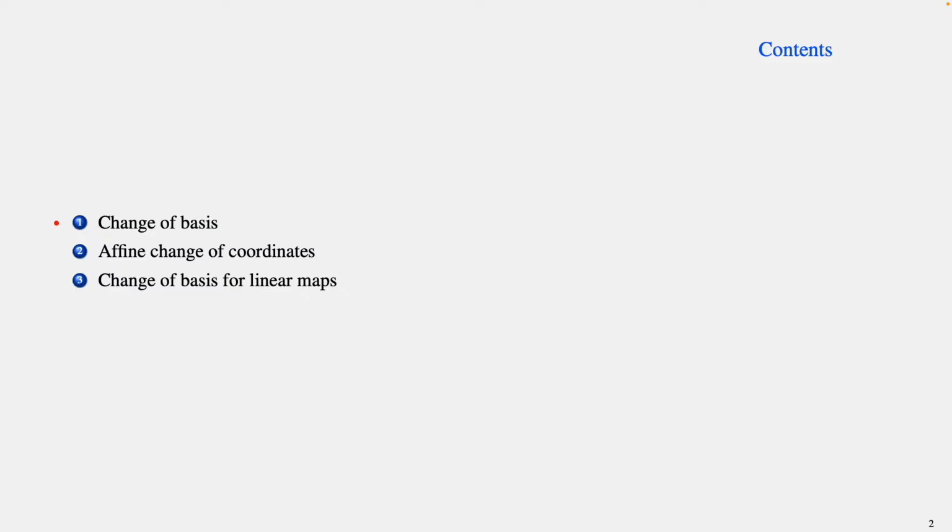Now, the first thing I'm going to talk about will be linear changes of coordinates, also known as change of basis. So expressing our vectors with respect to one basis and then changing it to the representation with respect to a different basis. Then I'm going to talk about affine changes of coordinate systems, where we can also choose a different origin, a different point as origin for our coordinate system. And finally, I'm going to show how a change of basis affects the representation by matrices of linear maps.